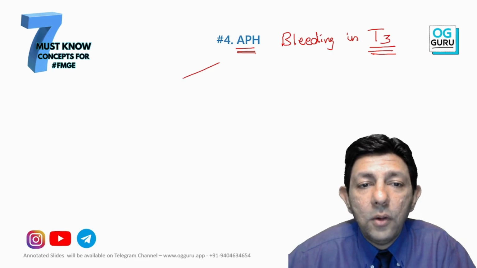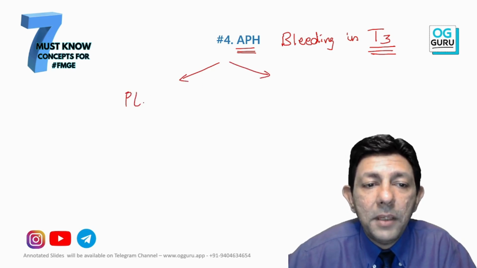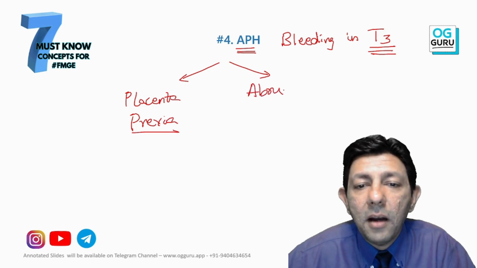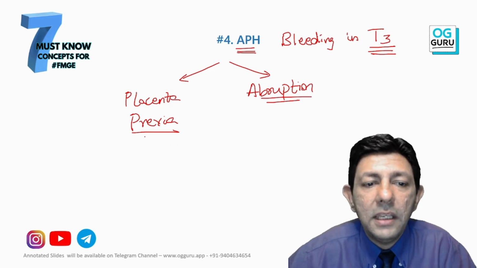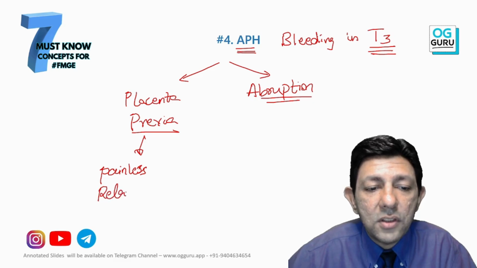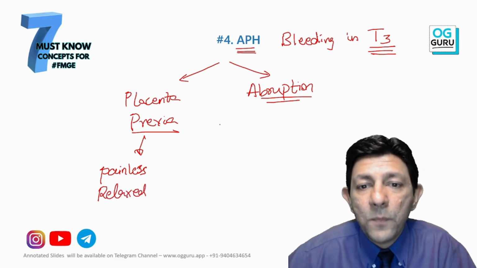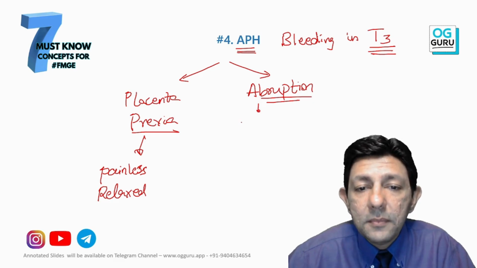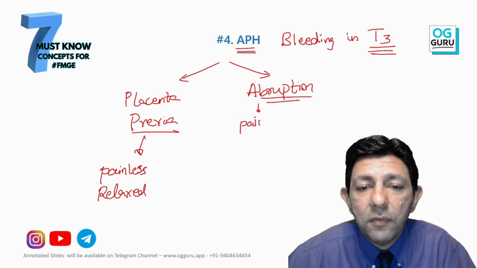Now here you need to keep in mind two things. It could be placenta previa, or it could be abruption. And what is the main difference? Very popular thing: placenta previa is mainly going to be a painless bleeding, and the uterus is generally going to be relaxed. Whereas sir, abruption is always painful.